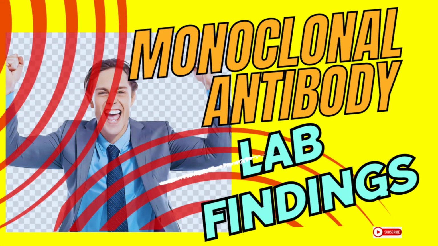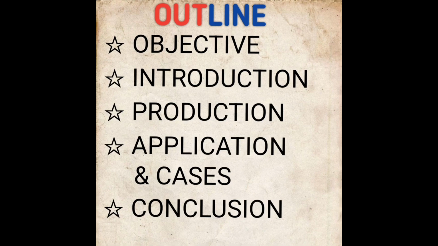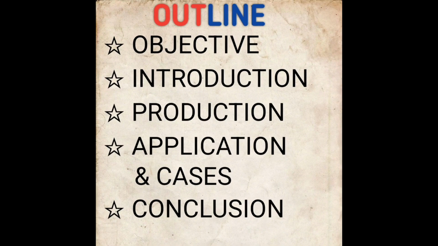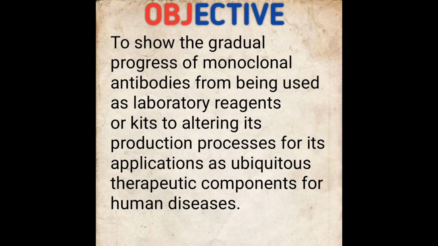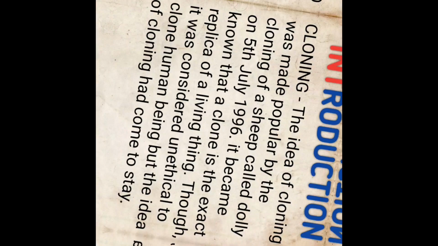Monoclonal antibodies, laboratory findings. Outline: objective, introduction, production, application and cases, and finally conclusion. The objective is to show the gradual progress of monoclonal antibodies from being used as laboratory reagents or kits to altering its production processes for its application as a ubiquitous therapeutic component for human diseases.